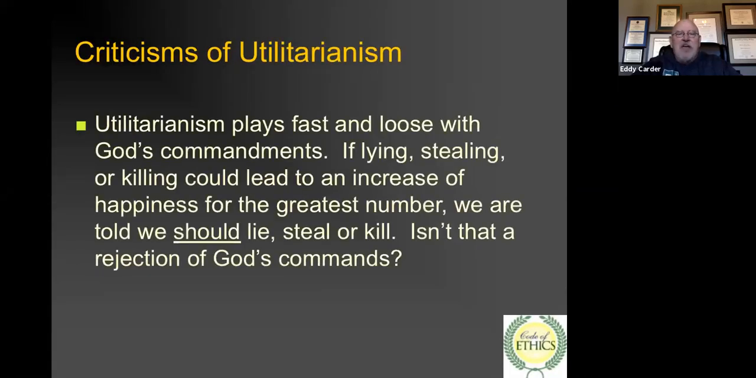Another criticism, utilitarianism plays fast and loose with religious commandments. If lying and stealing or killing could lead to an increase of happiness for the greatest number, then utilitarianism says it's okay to lie, steal, cheat, kill, etc. So that can be problematic if you are a religious person.